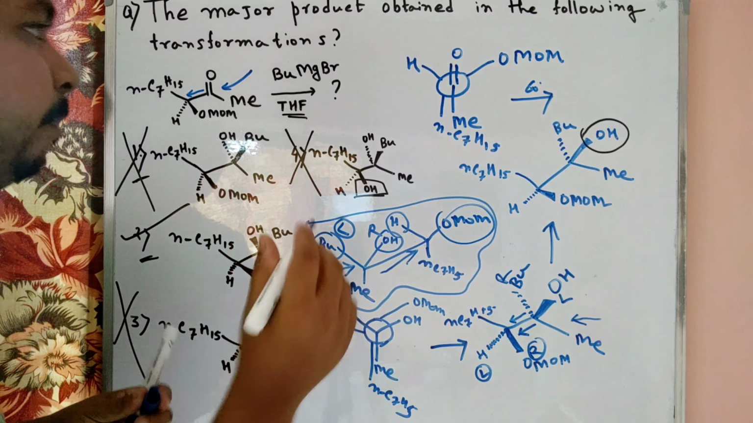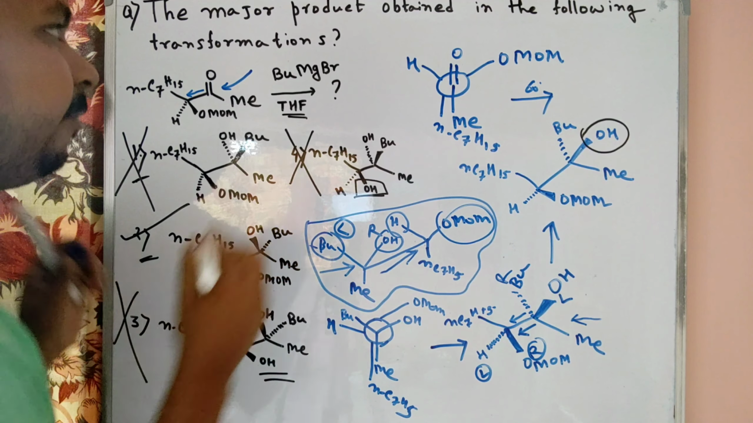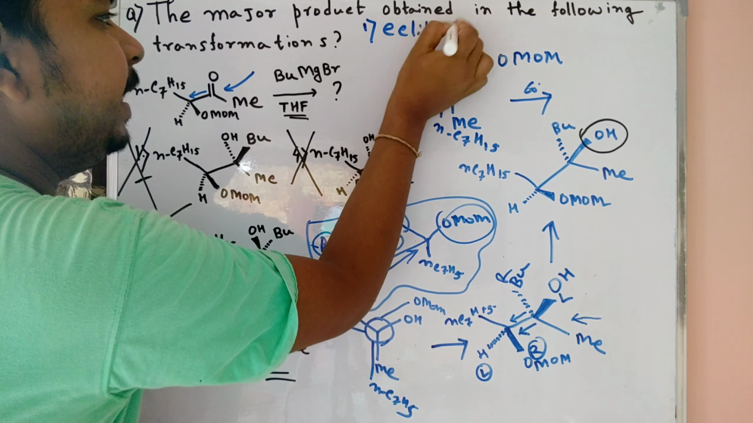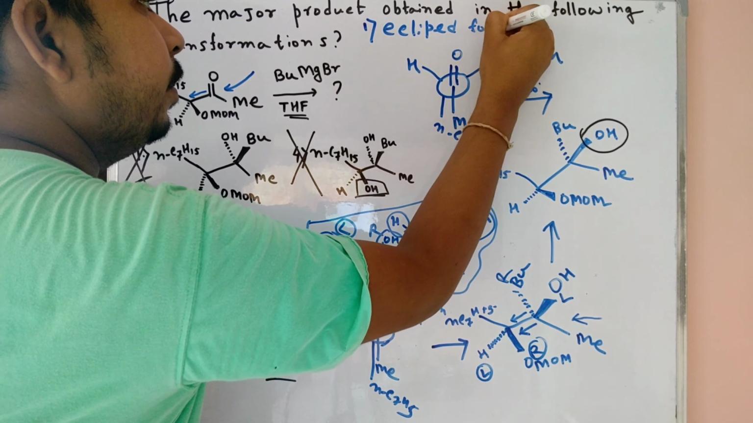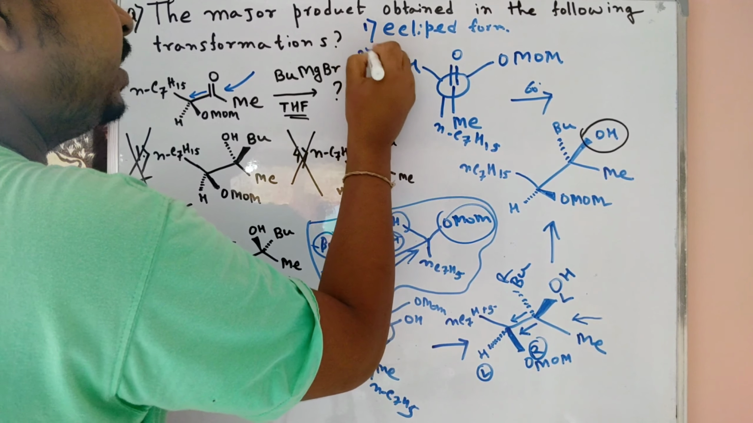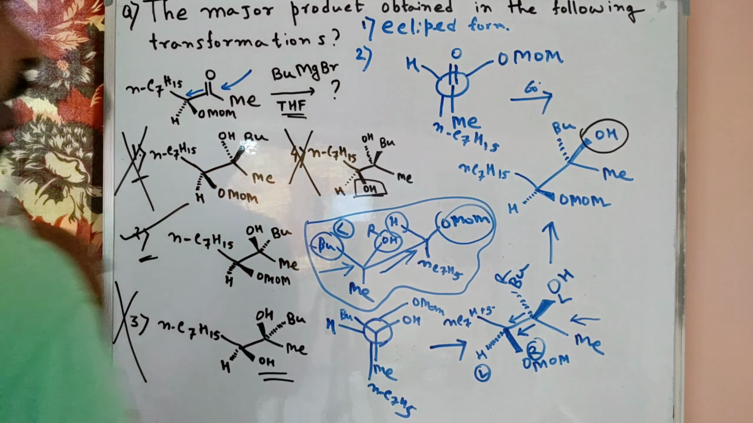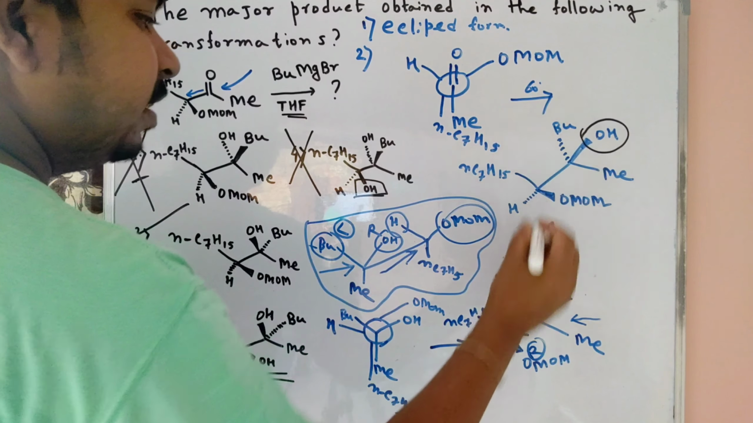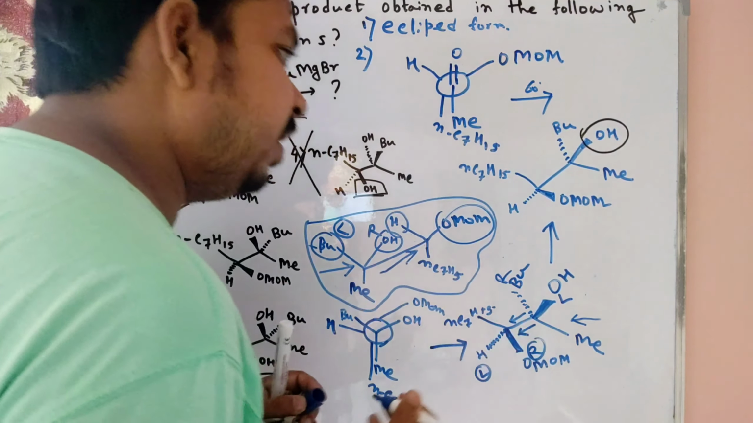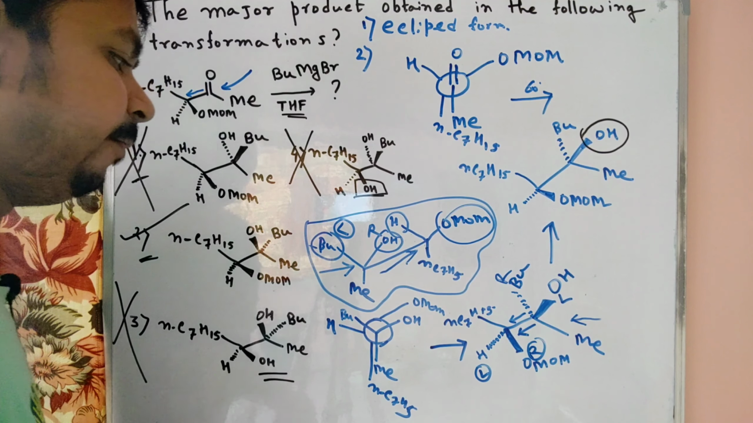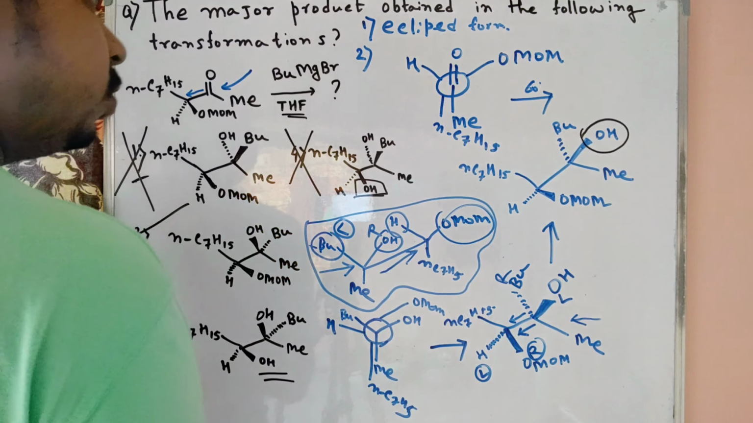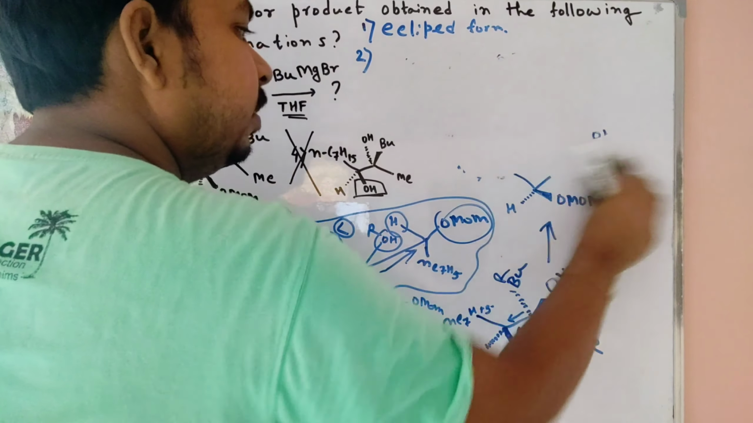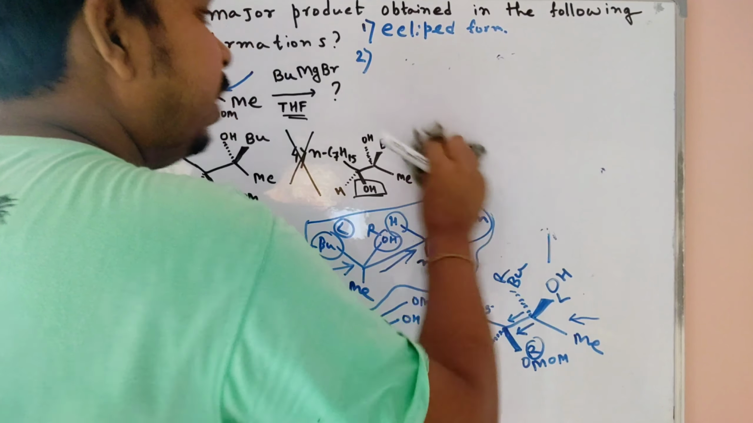So here simply we can say that at first you convert the structure to the eclipsed form. Then our second target is to form the most stable conformer. Third is nucleophilic attack, and fourth is to convert back to the eclipsed form. So in total there are 4 ways you can solve this type of problem. So I also show here the total 4 ways.